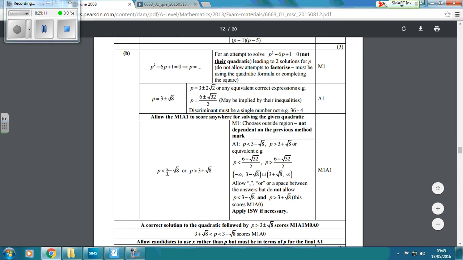That's the previous answer, 3 minus root 8 or 3 plus root 8. And again, you could have done that as plus or minus 2 root 2.